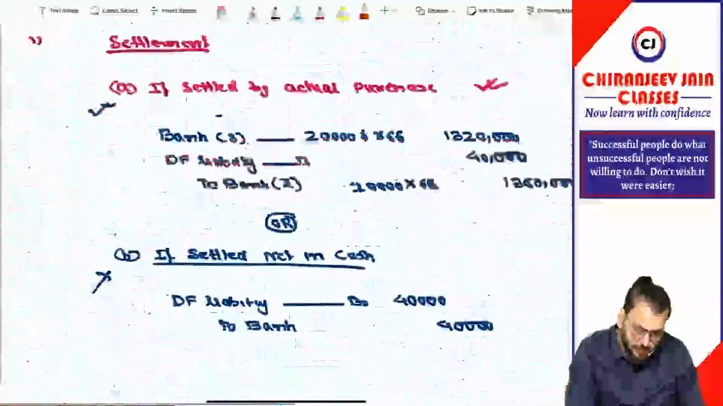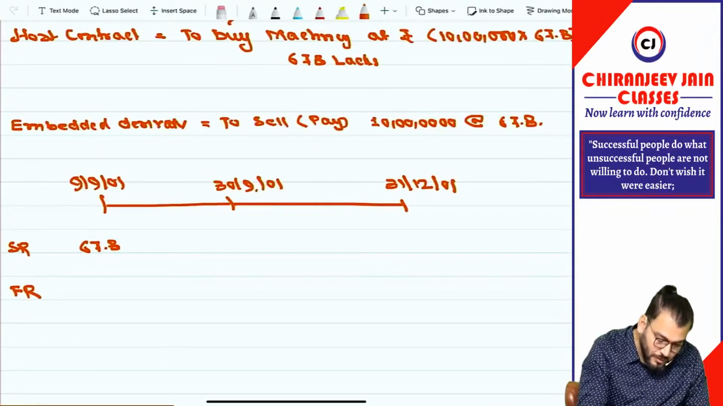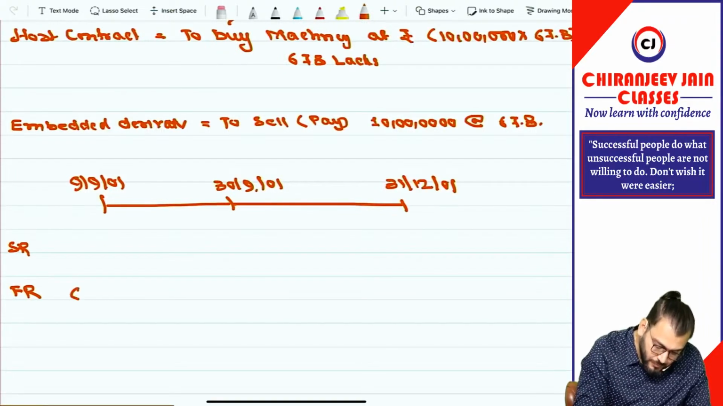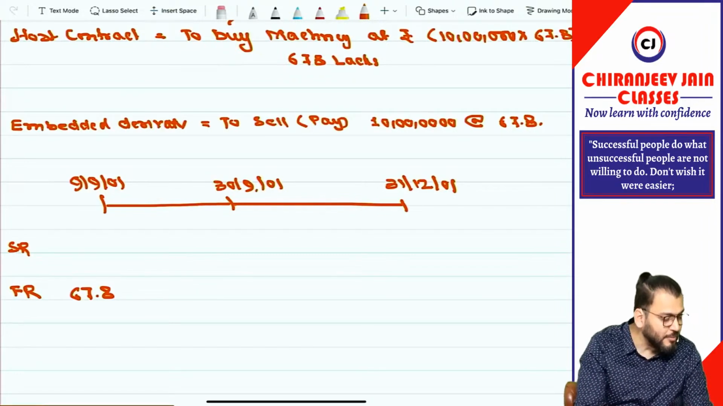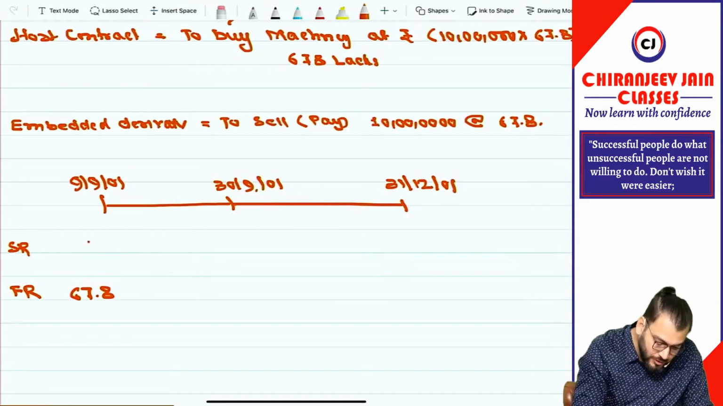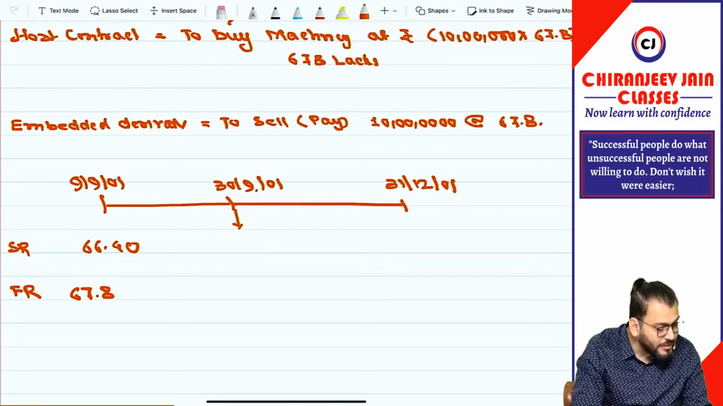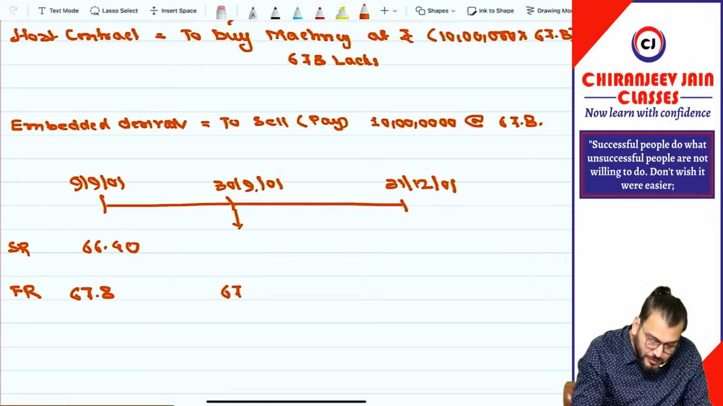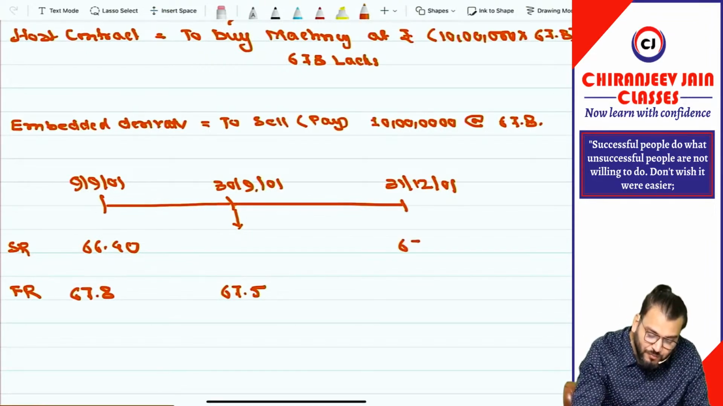Yeah, correct. So can I say the forward rate is 67.8? Correct. The spot rate is given as 66.40. Then on 30th September, they have given the forward rate as 67.5. And on 31st December, they have given the spot rate as 67. These are the information given.